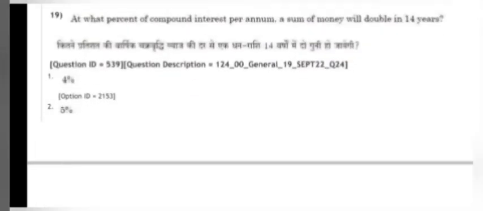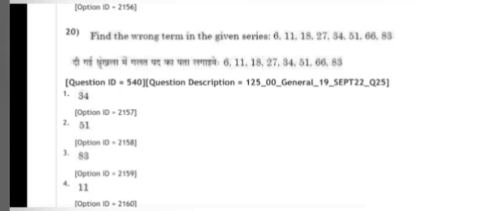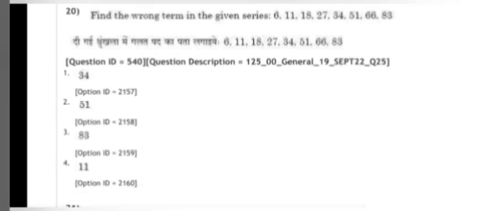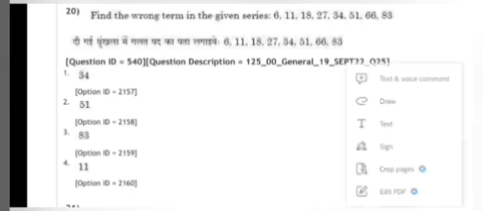Next is, at what percent of compound interest per annum a sum of money will double in 14 years? 4, 5, 6, 6.5. Please verify. I always tell you to verify, and that you must do. 5% will be correct according to me. I may be wrong. Okay. Next, find the wrong term in the given series: 6, 11, 18, 27, 34, 51, 66, 83. What will be correct? 34, 51, 88, 11. It will be 11. 11 will be correct.